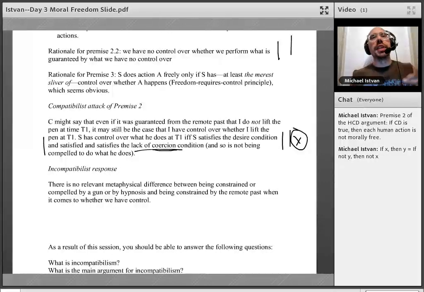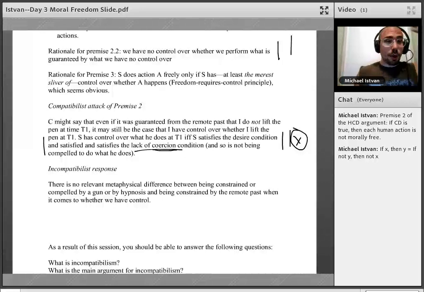Go back. I'm referring to our last session on compatibilism. So S has control over what S does at time 1 if and only if S satisfies the desire condition, in other words, S is doing what he wants to do, and also satisfies the lack of coercion condition, that means he's not being compelled to do what he does. So if you're doing what you want to do and you're not being coerced to do it, then you have control over whether you do it. And both of those two conditions, as we saw last time, can be met even if CD is true. At least that's what the compatibilist says.